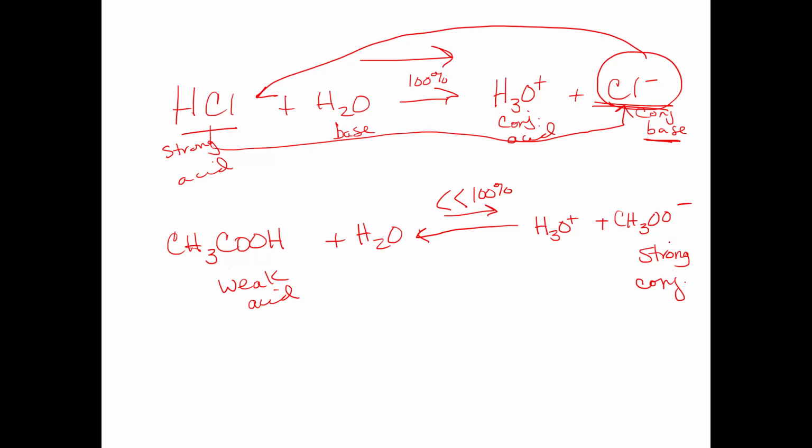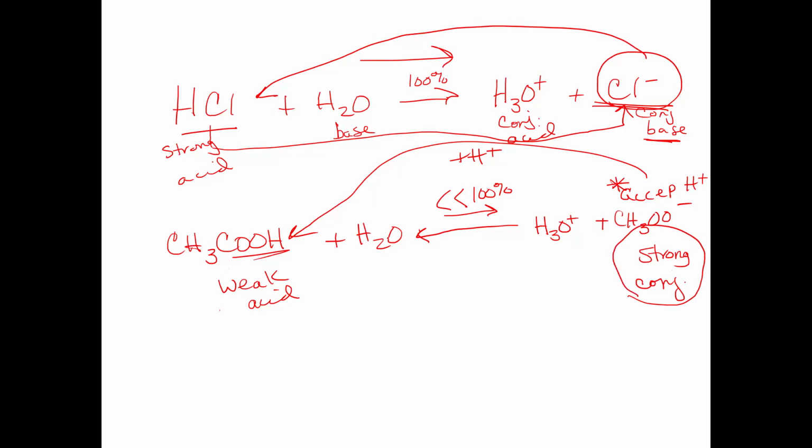What is the definition of a base? It's going to accept hydrogen, right? So it's going to be accepting hydrogen and then reforming the acid. It's going back and forth, back and forth. Since this is a strong conjugate base, it's going to favor the reaction of going back. So you're going to be reforming the acetic acid faster than you are forming the acetate ion. And that's why most of what you have in the solution is going to be in the molecular form.